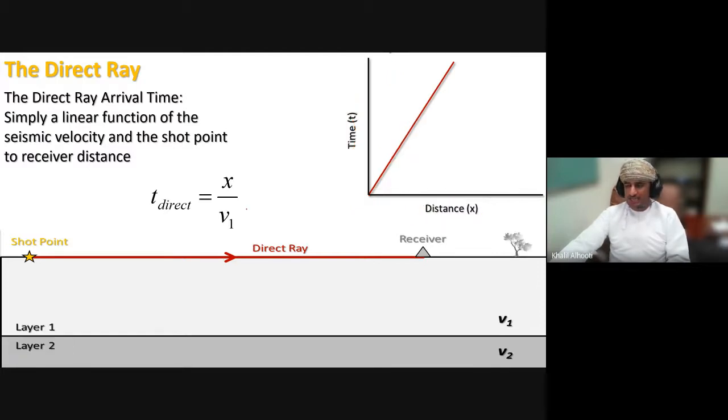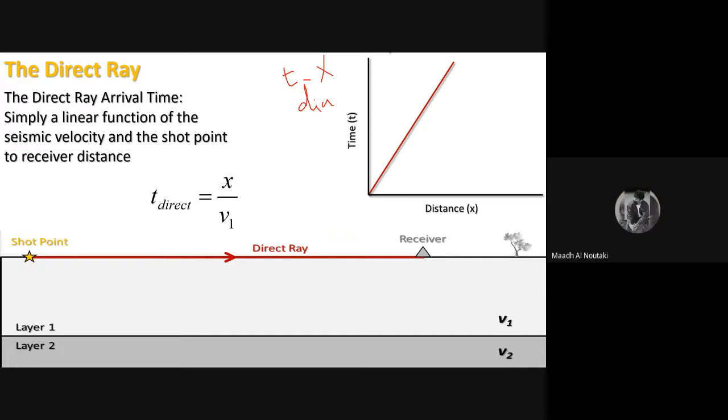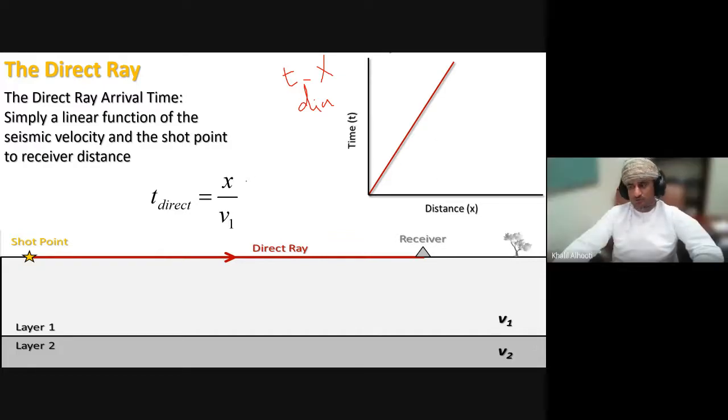My question: how can I find the velocity if this is my data? That's what I collect. How can I find the velocity of the first layer using this plot? This plot is, by the way, called the TX diagram, T time, X distance diagram. How can I find the velocity of the first layer? Velocity is 1 over slope, X over T. And how can I find the slope? Slope is change in time over change in distance.